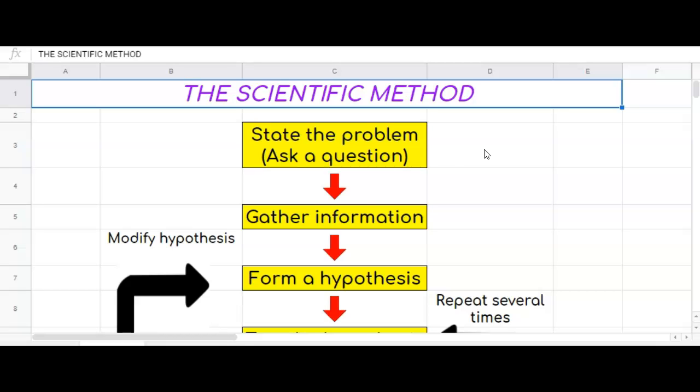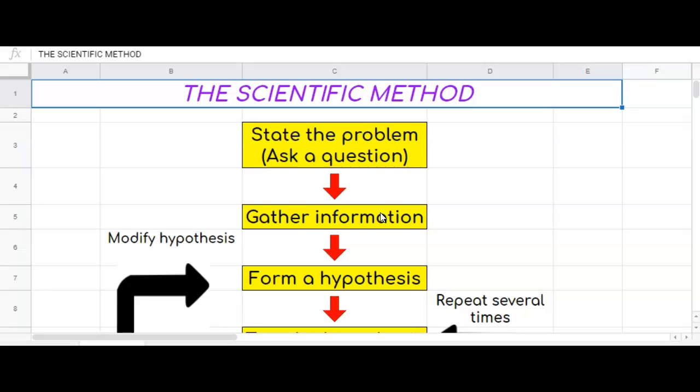Okay, so the first step is to have a problem, or state the problem that you're wanting to find the answer to. Another way of putting that is ask a question. All right, so that's your beginning point. You then will go down and you will gather information. You can look stuff up. You can look it up on Google. You can look it up in an encyclopedia. You can read a book in the library. You can ask an expert. All those are gathering information.